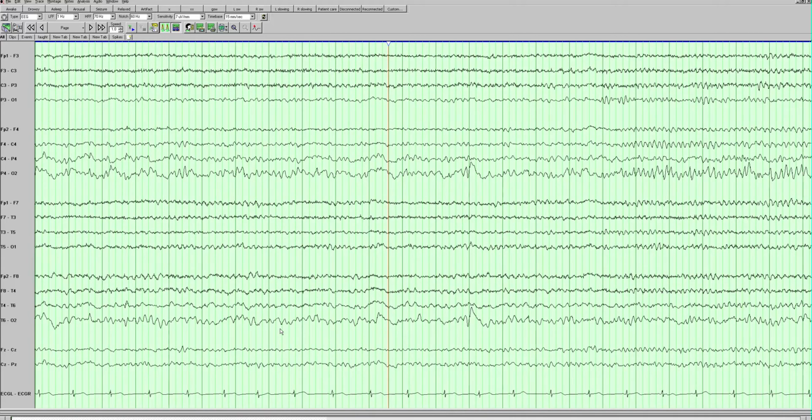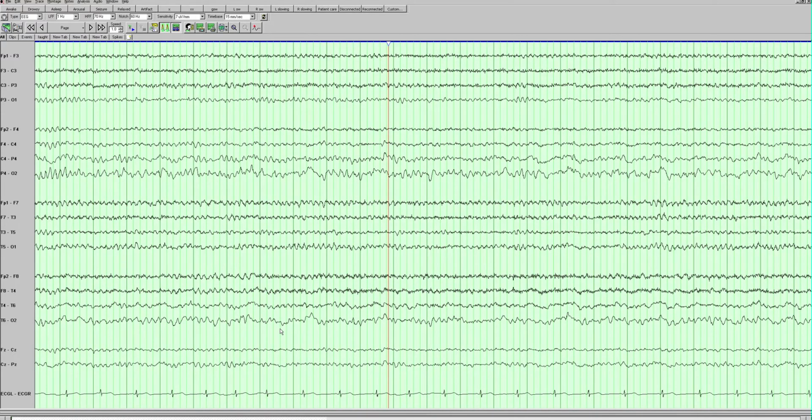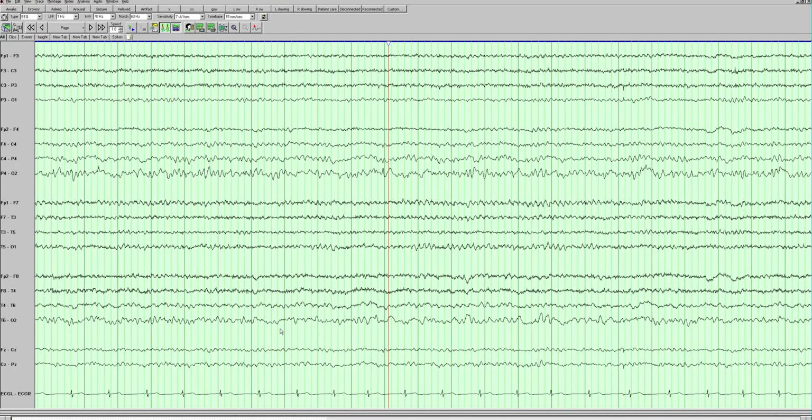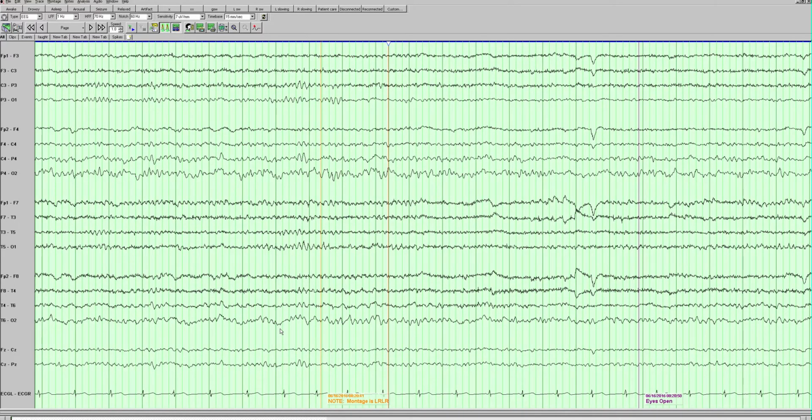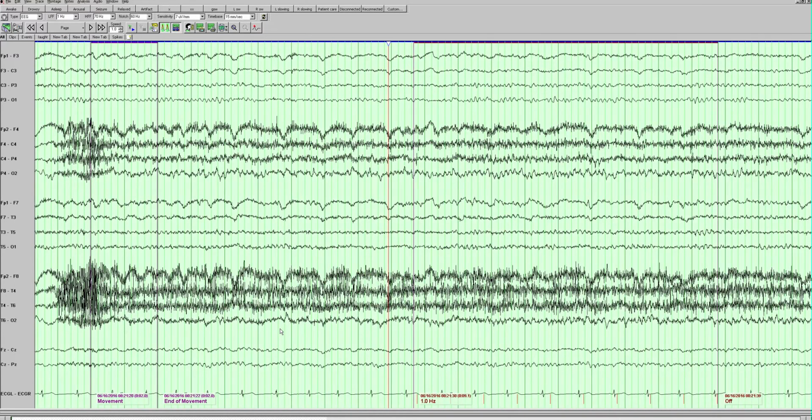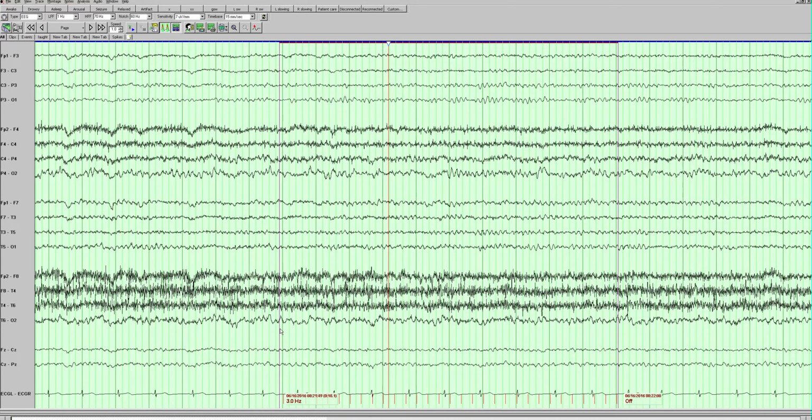And the other abnormality is that the background overall is slow, because even on the left side, it's about 7.5 hertz, and that's not normal. In adults, it should be 8.5 hertz or faster.